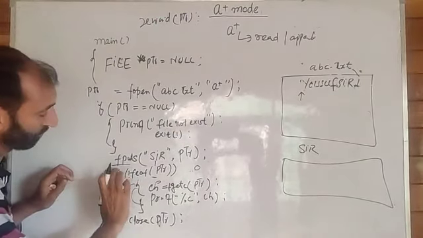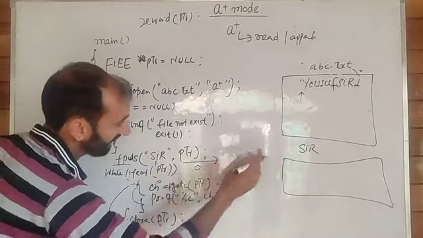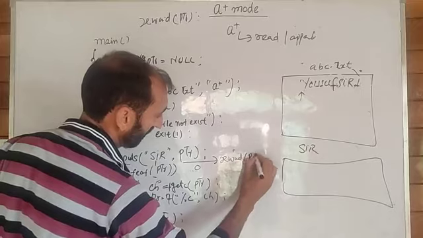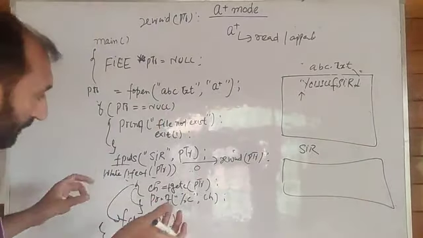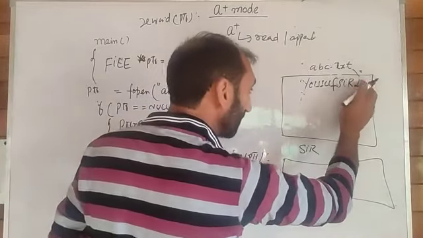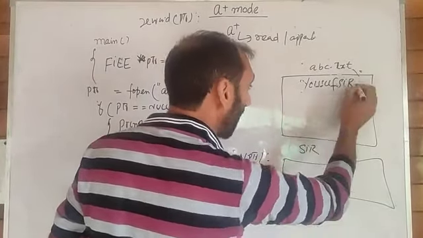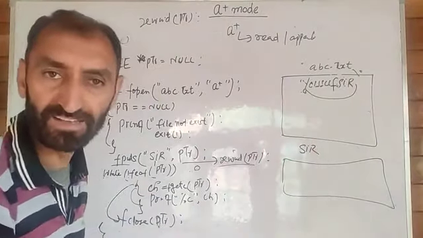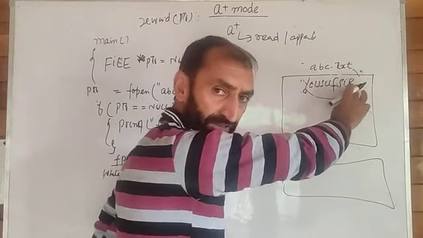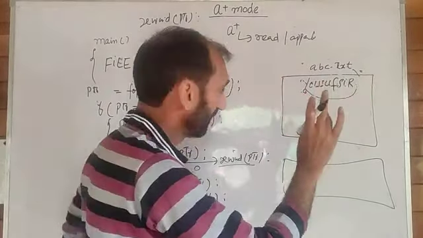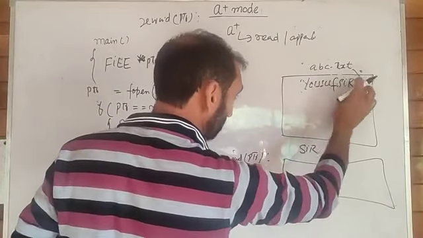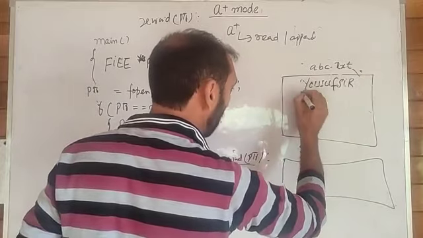Before this while loop, we write rewind(fptr), and that is it. That means what does this rewind function do? It will put the pointer at the beginning of the file, because at present the pointer was at the end of the file, and this rewind function will set the cursor or the pointer at the beginning.